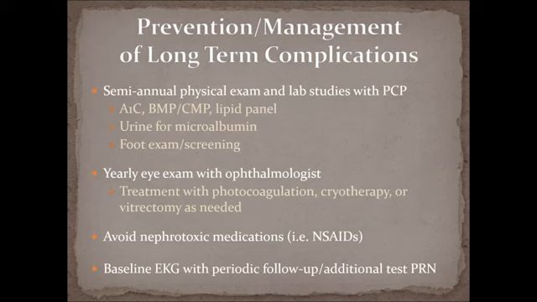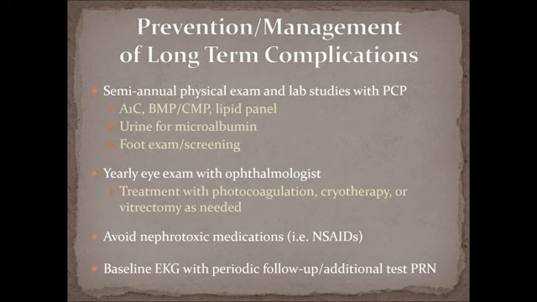So looking at prevention and management of your longer-term complications, the stuff that I was talking about before, the disease sequelae, your macrovascular, your microvascular, and your neuropathic. These patients should be seeing their provider at a minimum twice a year, where they should be having blood work: A1C, a metabolic panel, lipid panel. They should have a urine for microalbumin, and they should have a foot exam or at least a screening, looking for any breaks in the skin, assessing their sensation, asking about any numbness, tingling, paresthesias. They should have a yearly eye exam with an ophthalmologist.